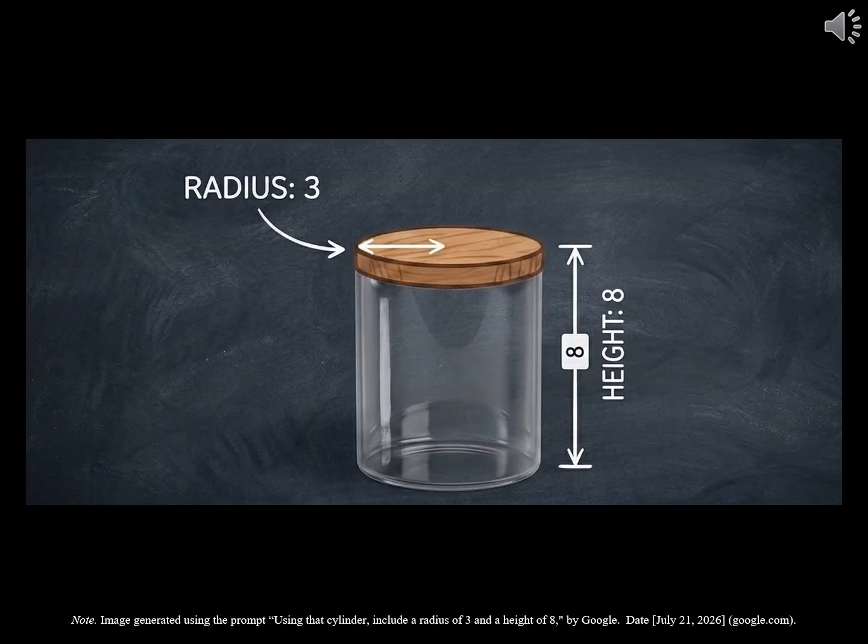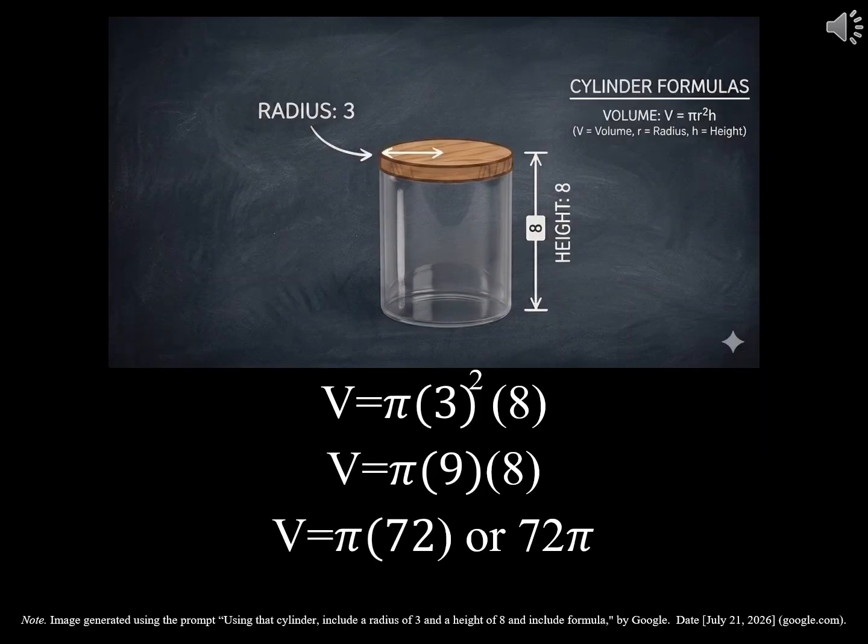So you'll notice that on this cylinder, we have a radius of 3. That's half of our diameter, or half of the circular top. And then we have a height of 8. So our formula for this cylinder is V equals pi r squared times h. So that is the pi r squared is our formula for a circle. And then remember, we multiply it by the height to see how many can fit in there, or the depth of it to show us our volume.